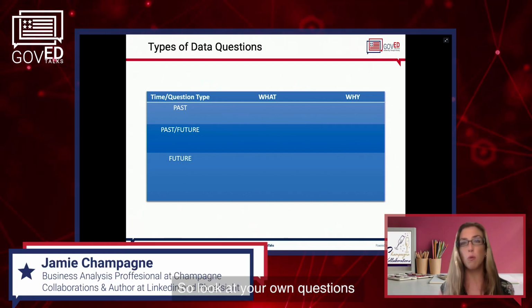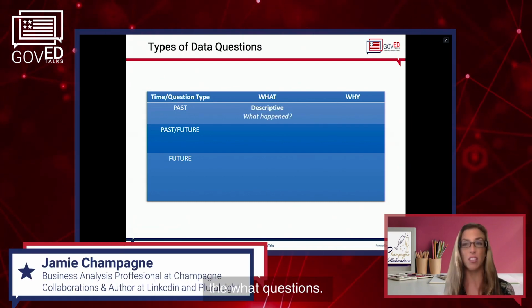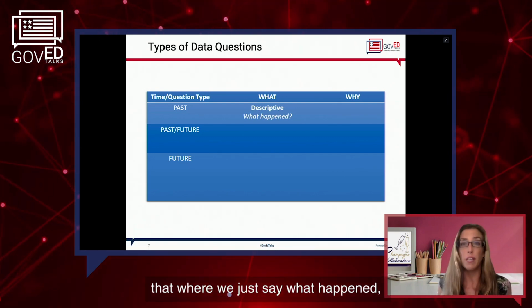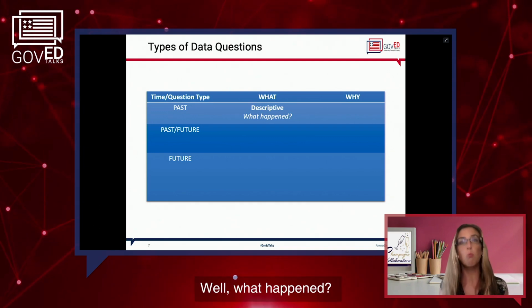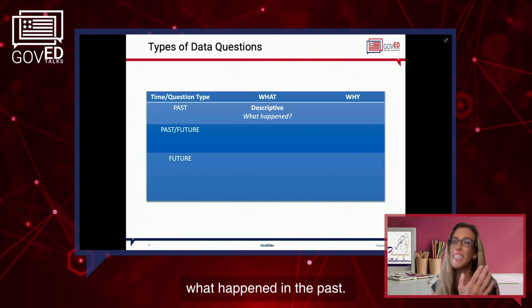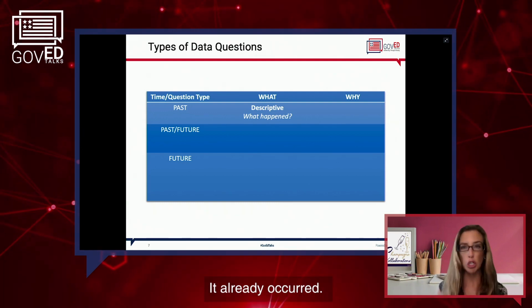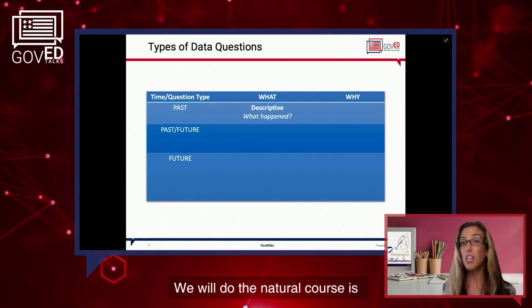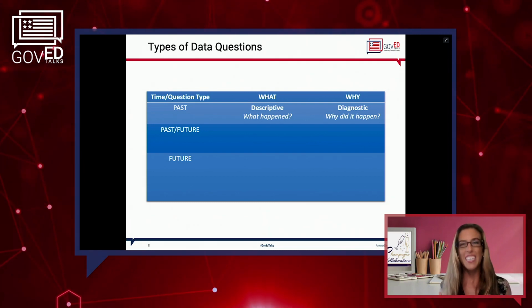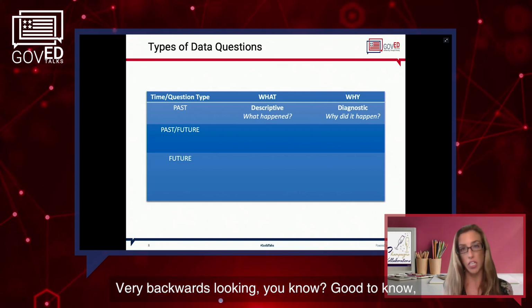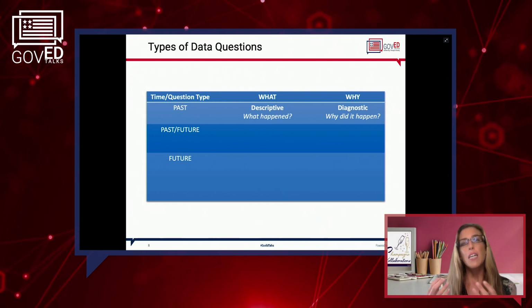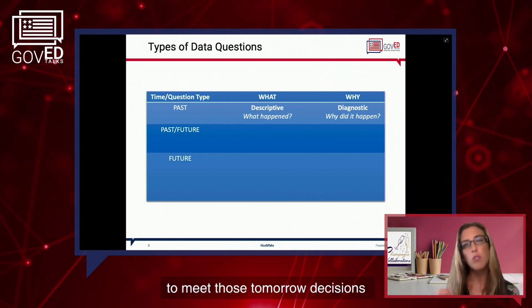So look at your own questions, because we're really good at asking the what questions. Descriptive is a type where we just say, what happened? Like something broke? Well, what happened? We're very good at that, but that's looking at what happened in the past. It already occurred. We will do the natural course: why did it happen? Why did it break? Why do we have this issue? Again, very backwards looking, good to know. We don't like to repeat our history, but it's not how we make those tomorrow decisions.